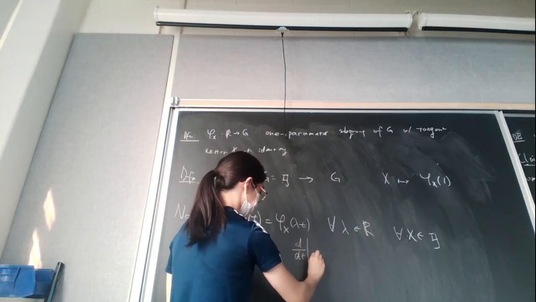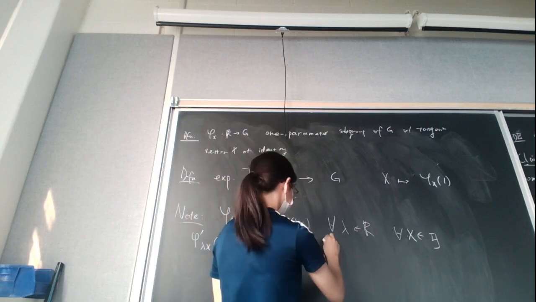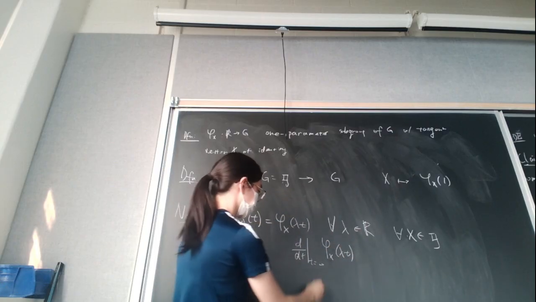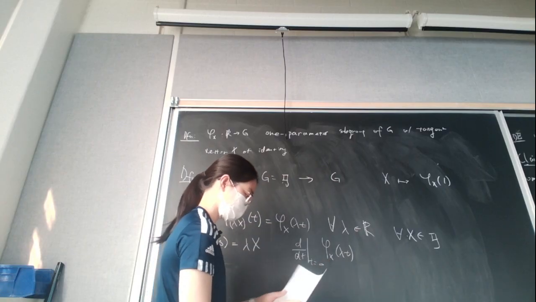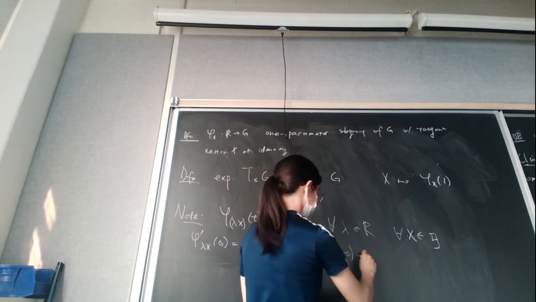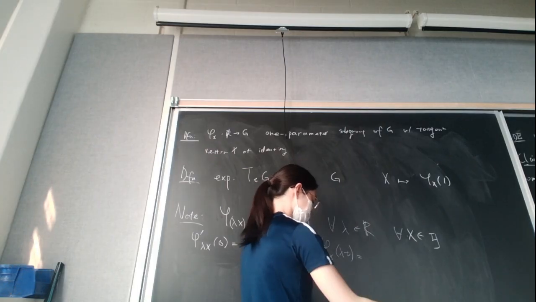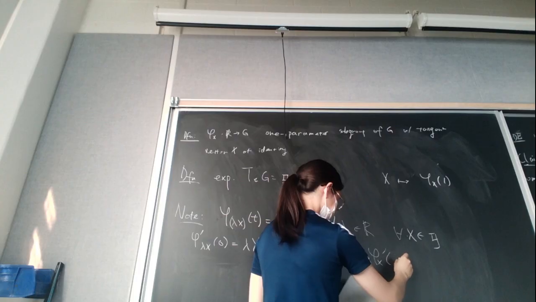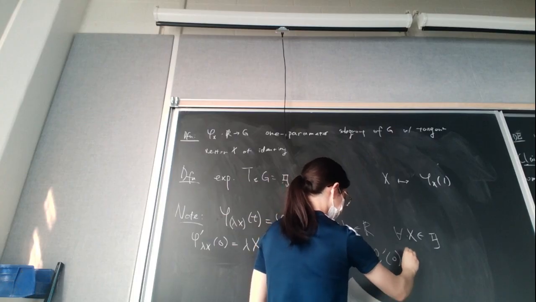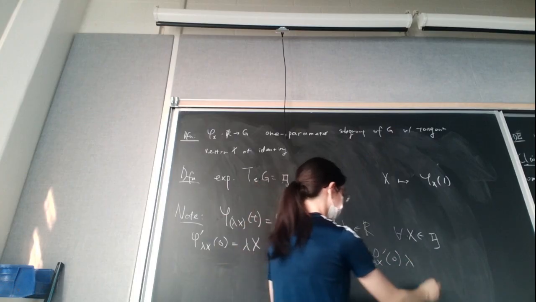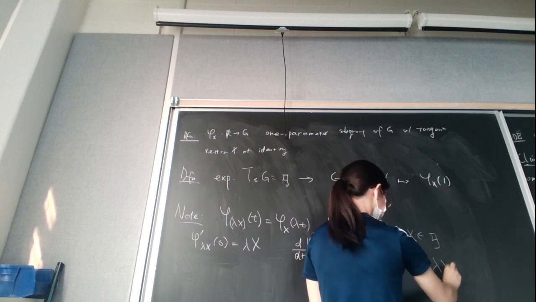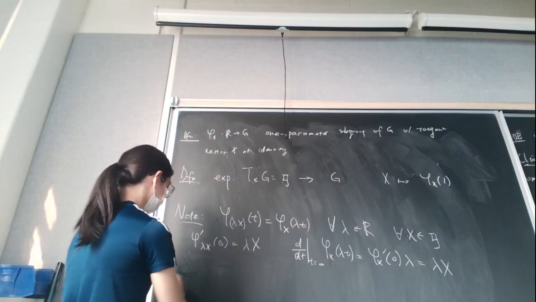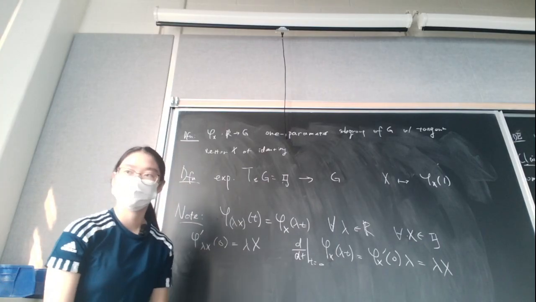And for the other one, we compute d dt at t equal to 0 of phi x of lambda t. This is again the chain rule: phi prime x at 0 times lambda, which is equal to lambda x. And then by uniqueness, they're the same.